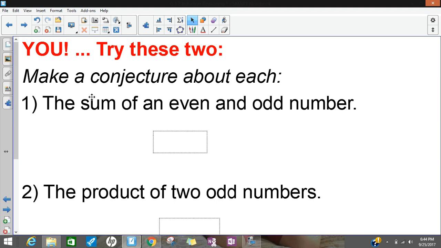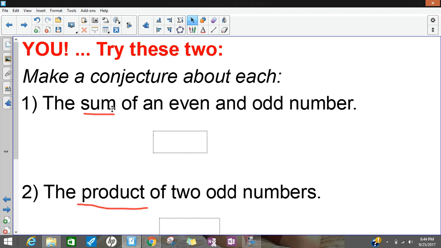So give these 2 a try. I want you to make a conjecture about each of these scenarios. Remember that sum means to add, and product means to multiply. So pause the video, give these 2 a shot, press play, and check your answers.